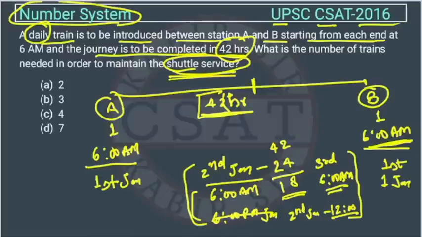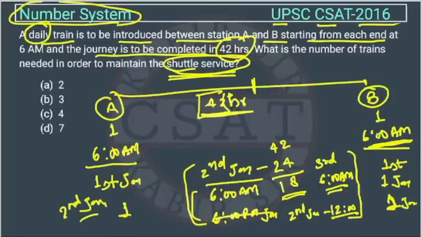Shuttle service means the train should reach before 6 a.m. next day, right? So it is not reaching. It will reach on the 2nd day in the night, right? So on the 2nd day we need two more trains, one train from here and one train from here, right?